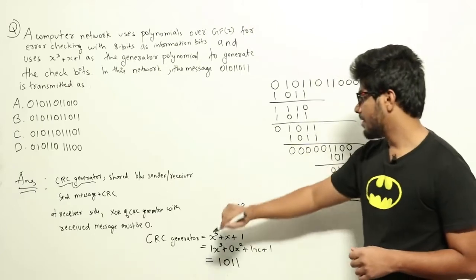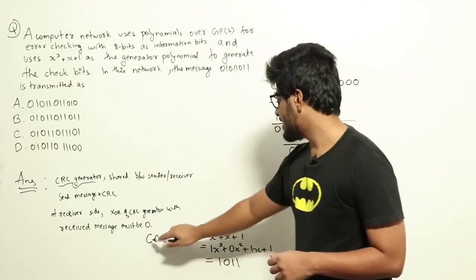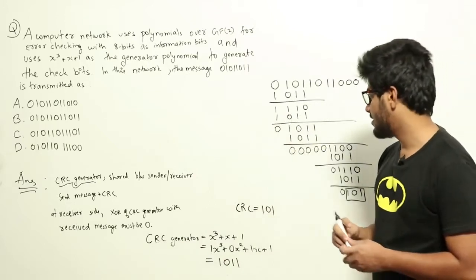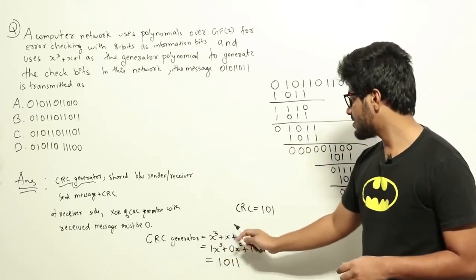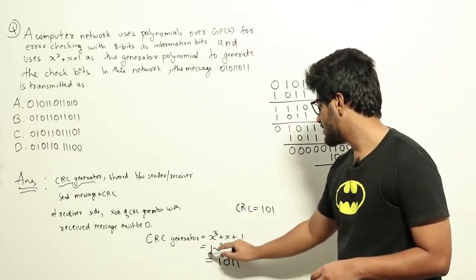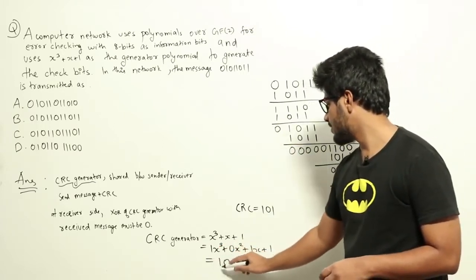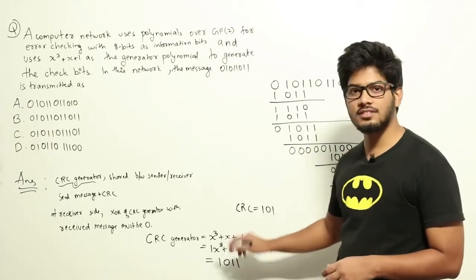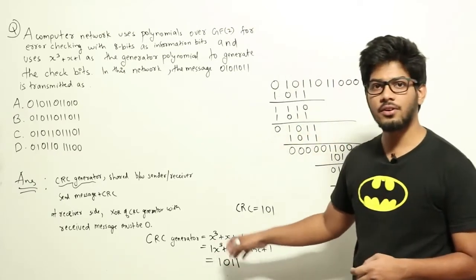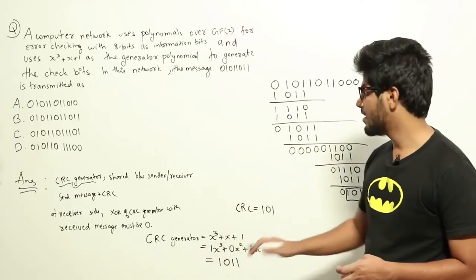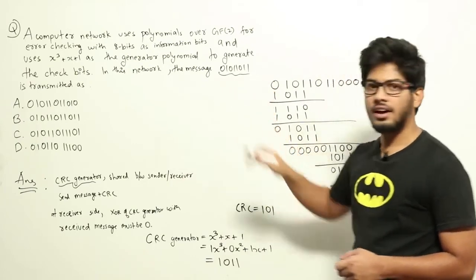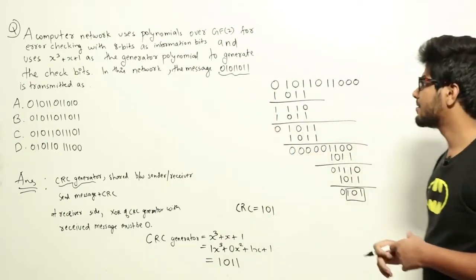So in this question, the CRC generator is given by the polynomial x³ plus x plus 1, which we can write as 1x³ plus 0x² plus 1x plus 1. So the coefficients of the x terms are 1011. Now this is the CRC generator. So this number 1011 will be known to both the sender and the receiver. Now using this and the message to transmit, I'll show you how to generate the check bits.